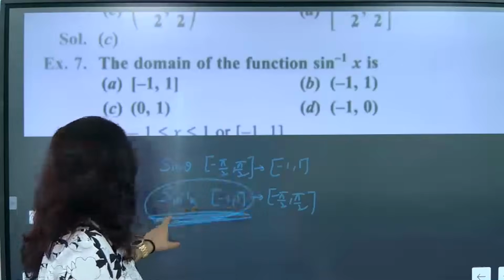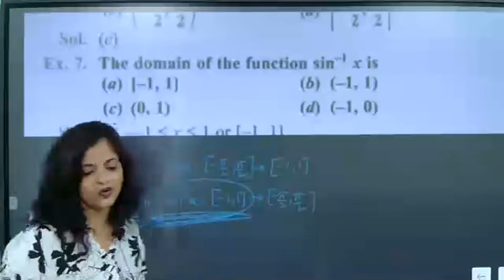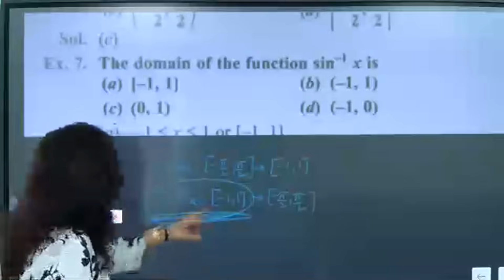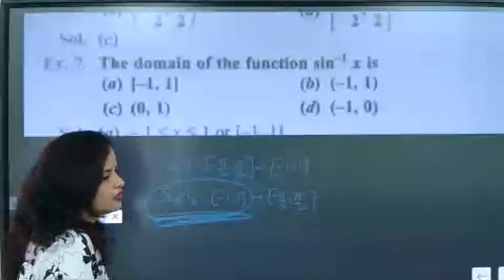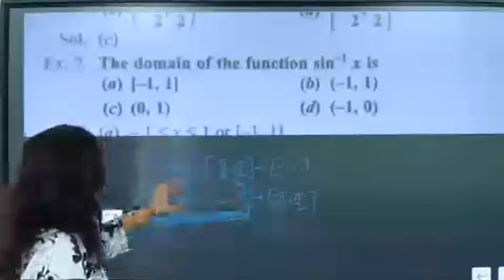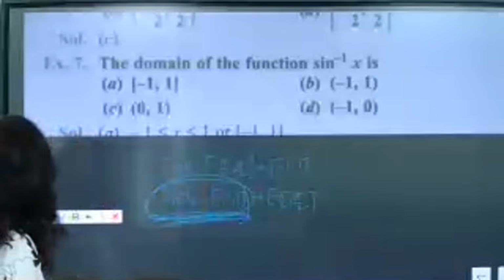Okay, so for sin inverse, the answer is coming as minus 1 to 1, a closed interval. So directly we can write the answer. I have also written the answer directly. Let's go for the next question, please.